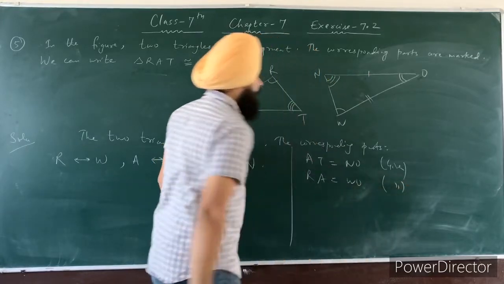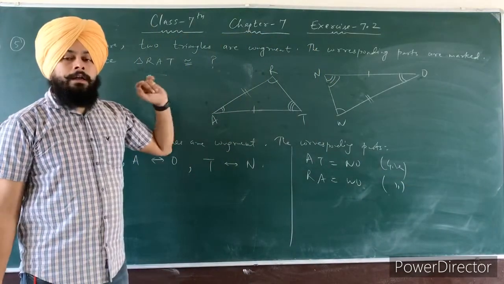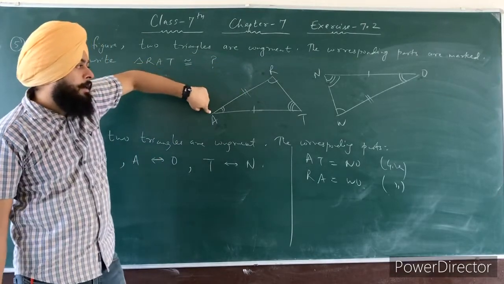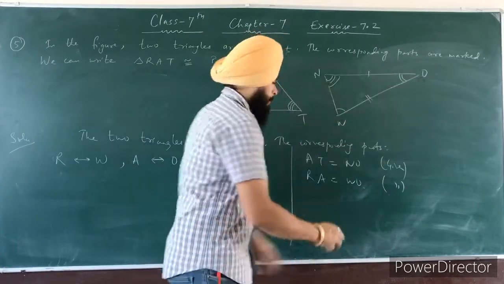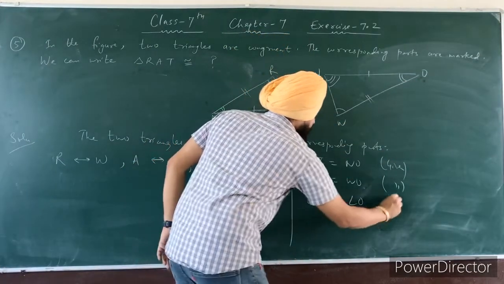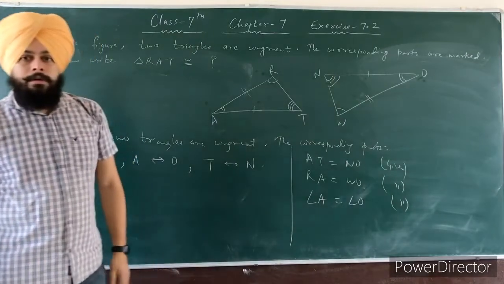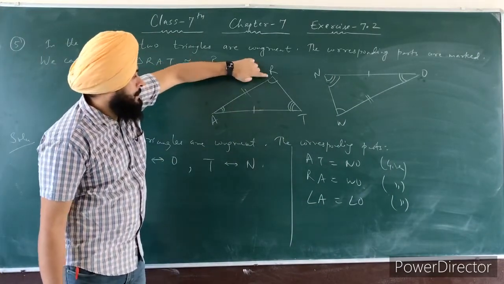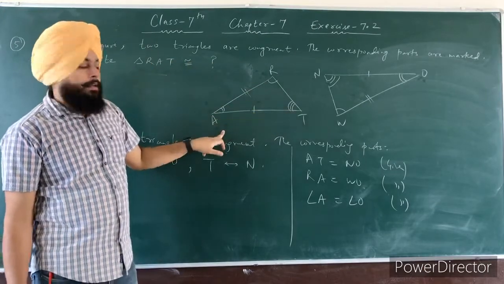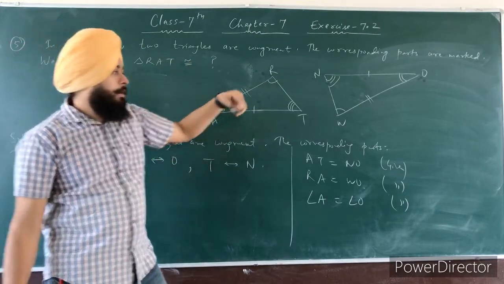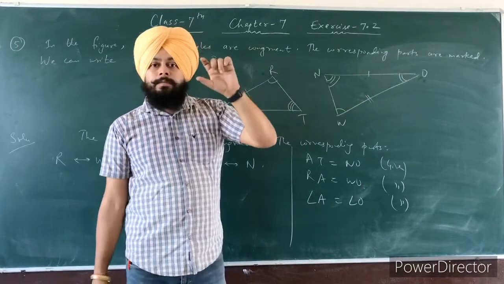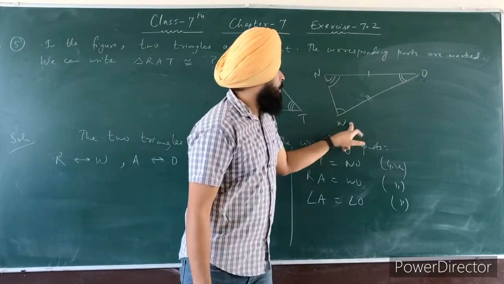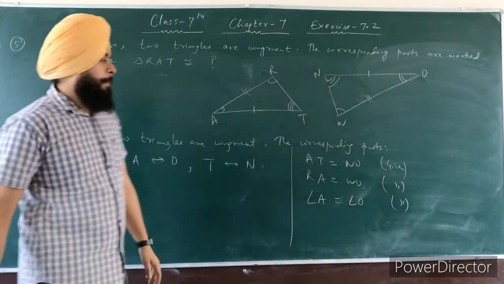It is again given. And the third one, the angle included between the two corresponding sides in both of these two triangles are angle A and angle O. Angle A is equal to angle O. It is again given. We can take that angle which is included between these two sides, side RA and side AT. So the name of this angle is angle A, and on the other side, the angle included between the two sides NO and OW is angle O.